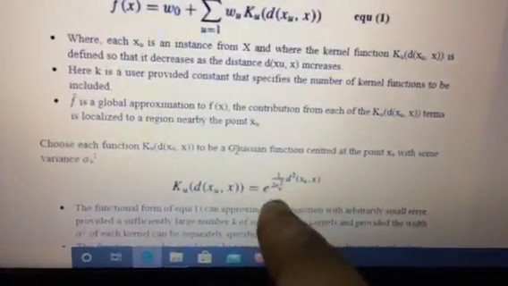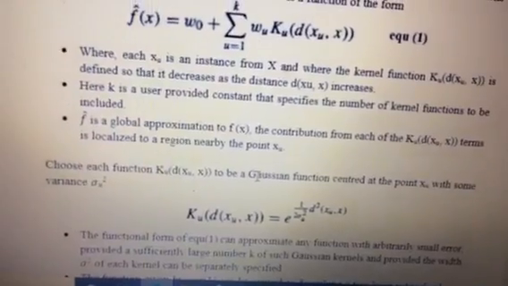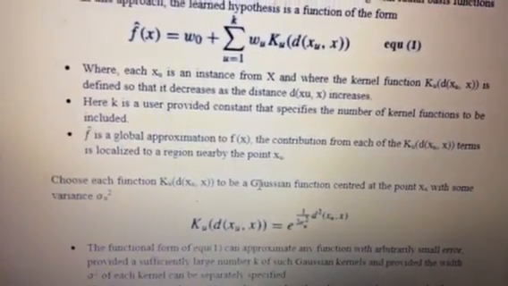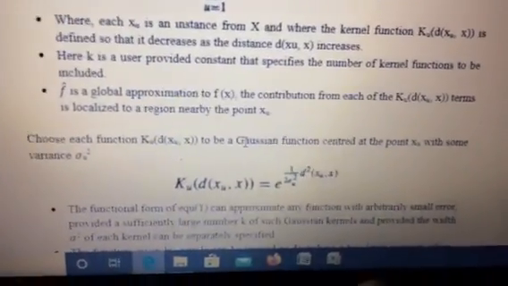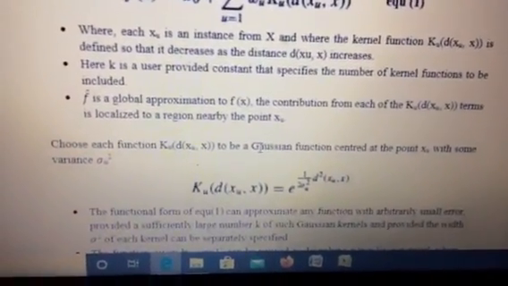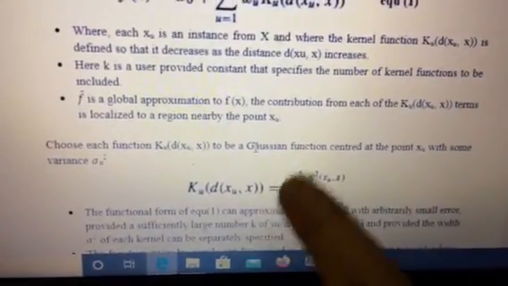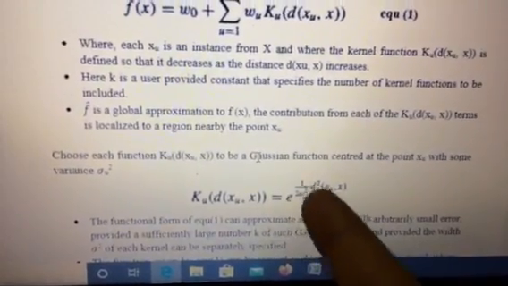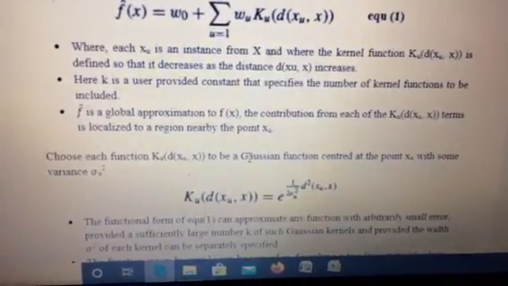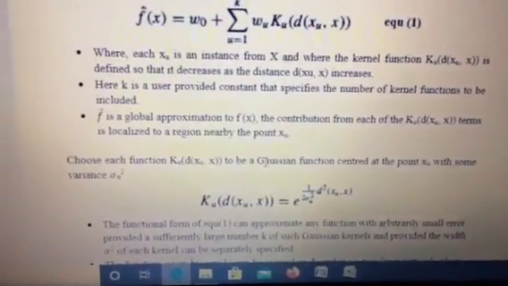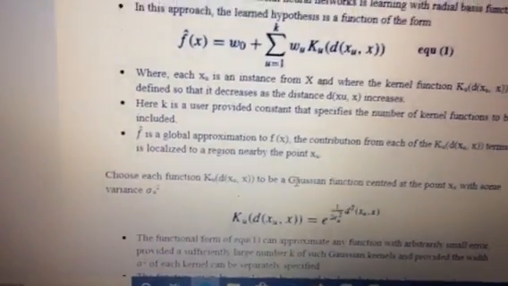The Gaussian function is also used in order to perform the approximation. We need to perform the approximation since we are considering a real valued, or continuous valued, function. So the kernel function is equal to e power minus 1 divided by 2 delta u square, d square of xu comma x.